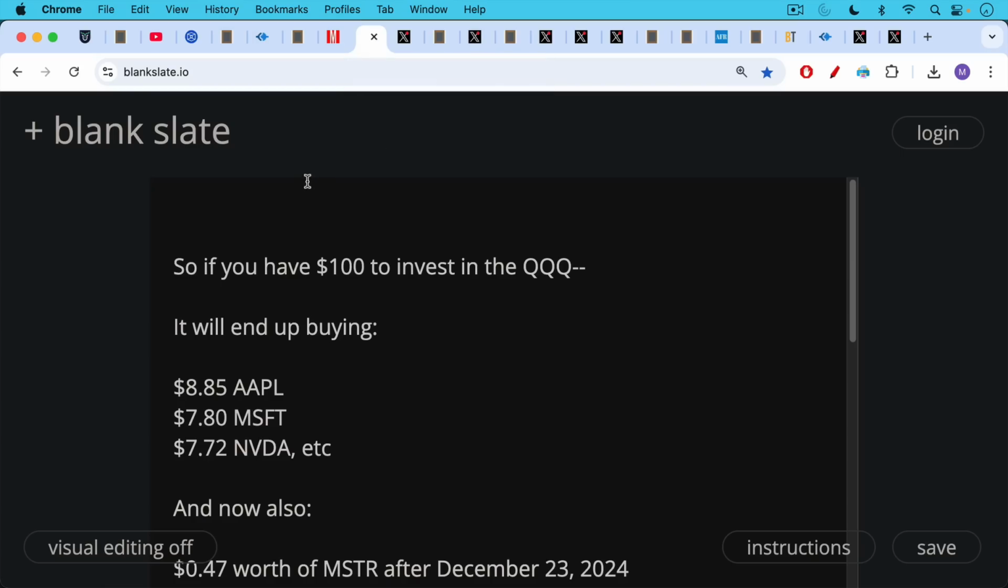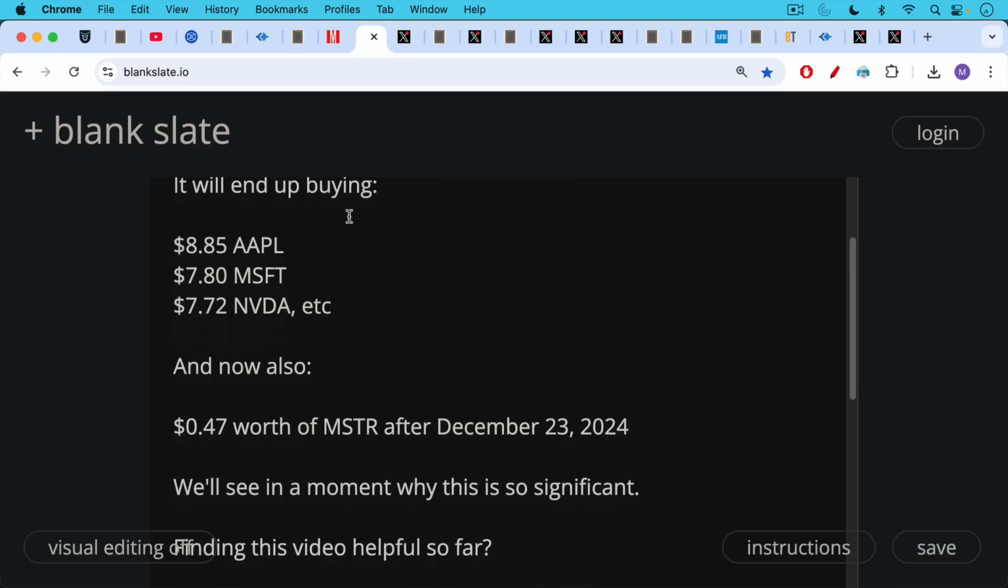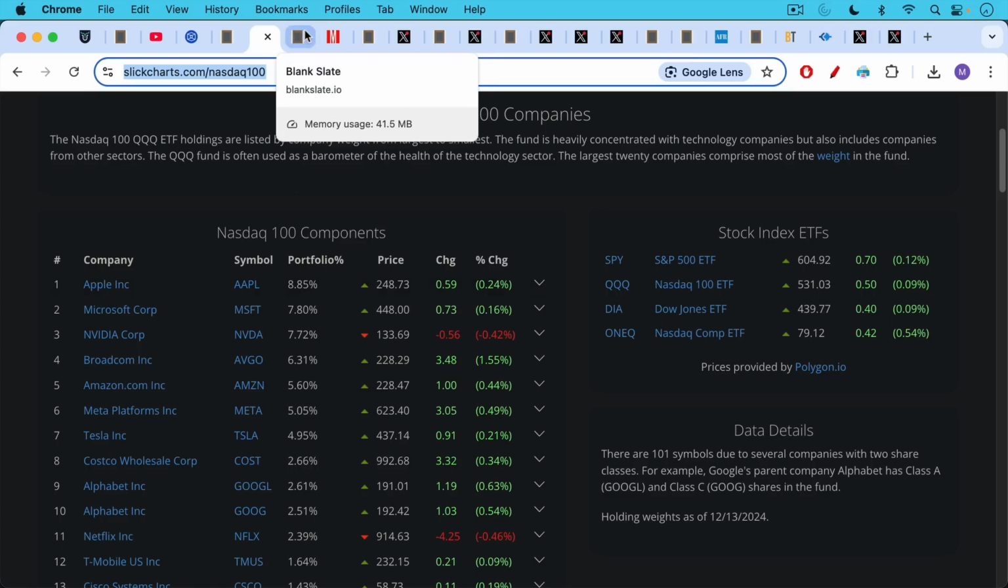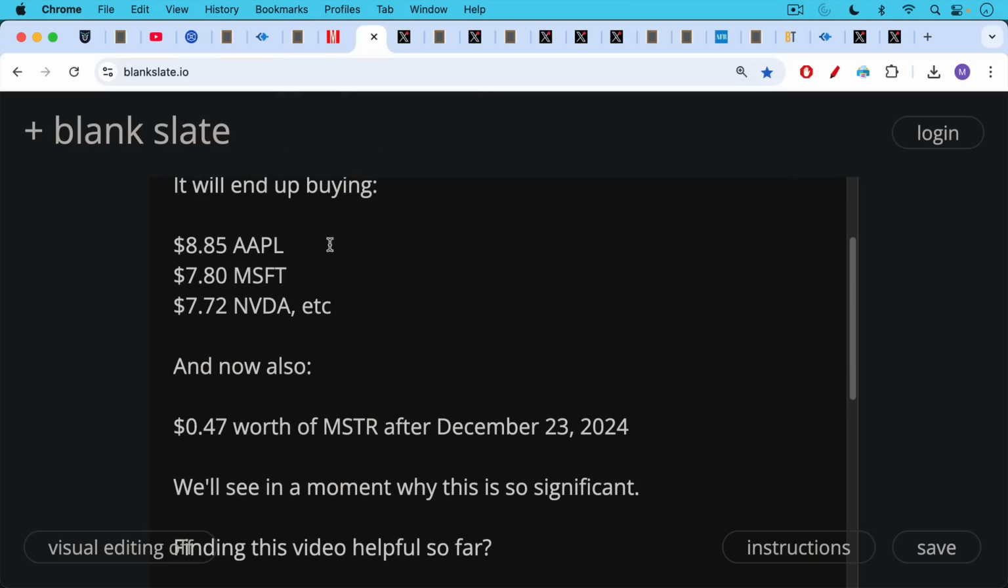So the way it works, if you're going to invest, for example, in the Nasdaq 100 by buying $100 worth of the QQQs, when you invest that will end up buying the equivalent of $8.85 worth of Apple, $7.80 worth of Microsoft, $7.72 worth of Nvidia, and now also 47 cents worth of MicroStrategy after it is added to the index on December 23rd, 2024. And where I'm getting these numbers from, if you invest $100, for example, in the Nasdaq 100, this is the weighting for Apple, 8.85%. So that's why I'm saying you're getting $8.85 worth of the stock when you buy it.